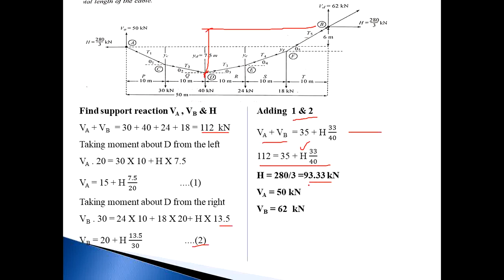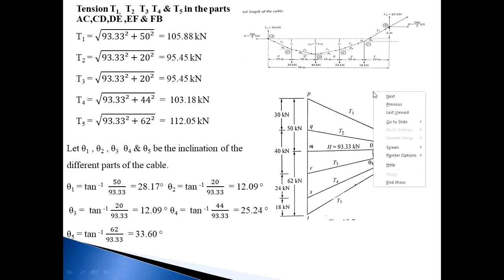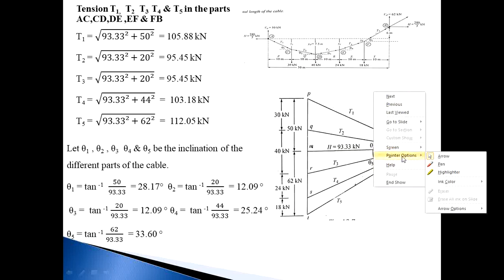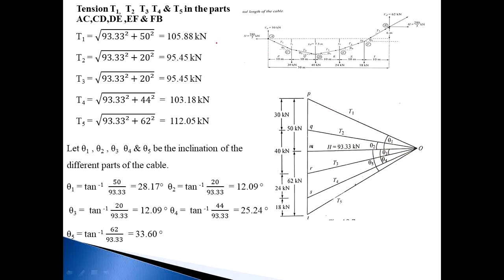Now that we know the H value, 93.33, put this H value in equation 1 and equation 2 and calculate VA and VB. VA becomes 50 kilonewton and VB becomes 62 kilonewton. Next, calculate the tension in the string. Tension in string AC is denoted by T1, CD by T2, DE by T3, EF by T4 and FB by T5.